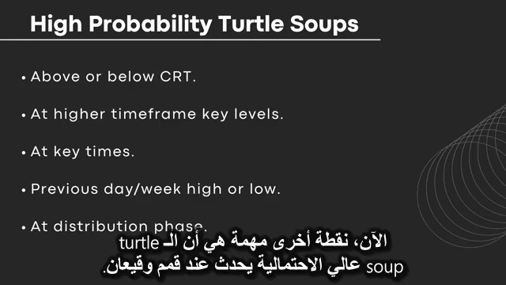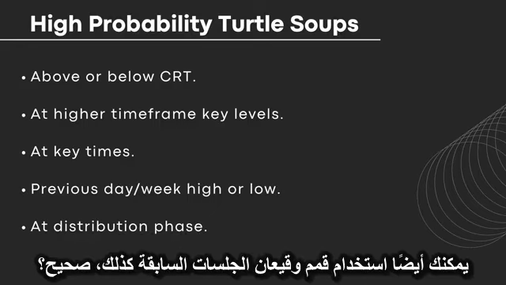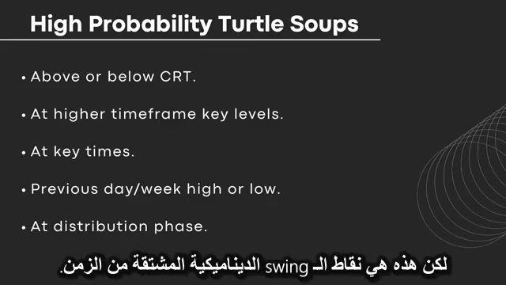Now, another important point is that high probability turtle soup occurs at previous week's or previous day's high and low, right? You could also use previous sessions' highs and lows as well, right? But these are the dynamic swing points that are time derived, right?